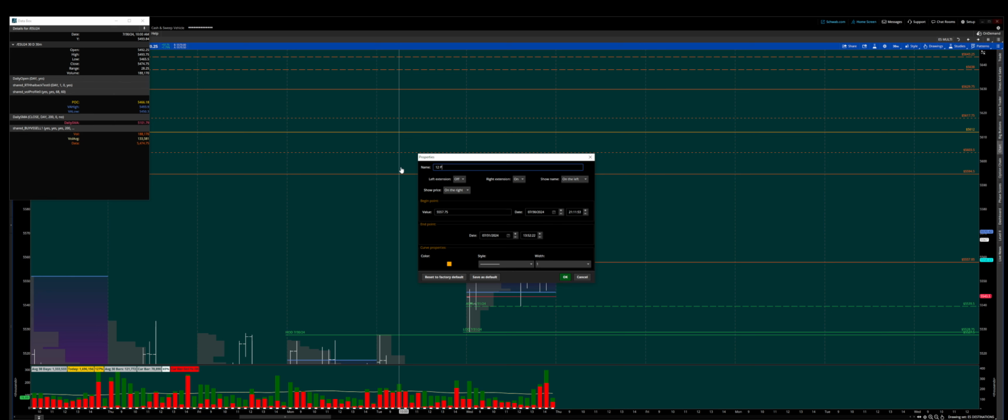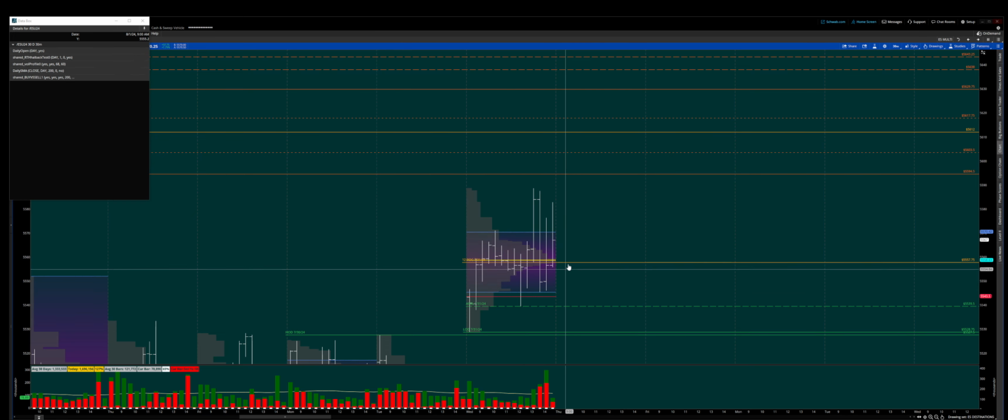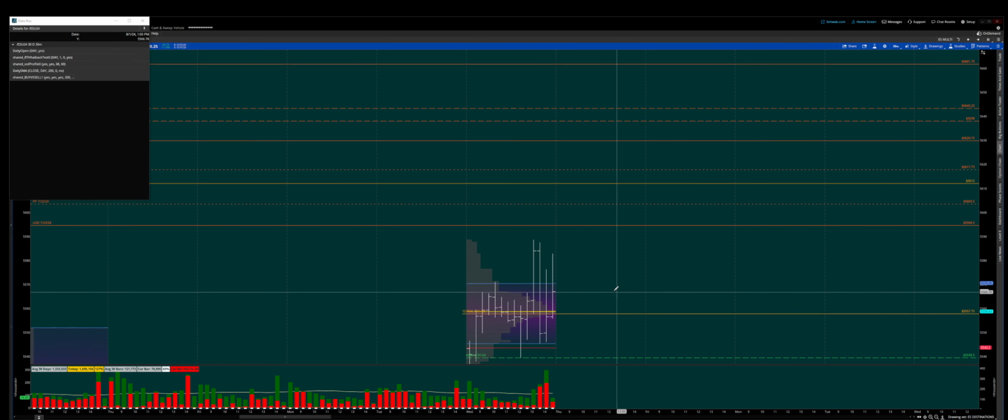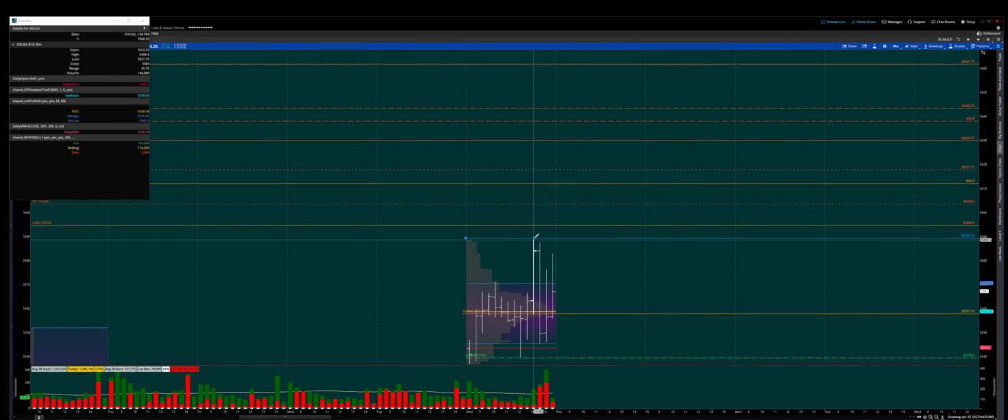So we have a 12Y point of control here, which means 12 out of the 13 30-minute time frames of the day traded back and forth through that area, packed in a lot of volume within that area. Okay, so that will not be easy to get through come tomorrow if we do pull back to that area.